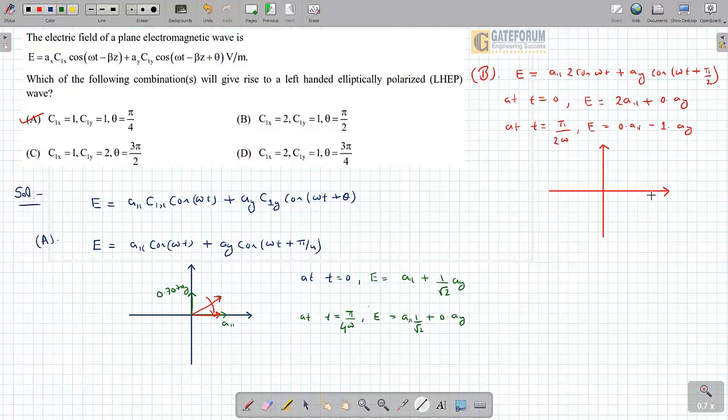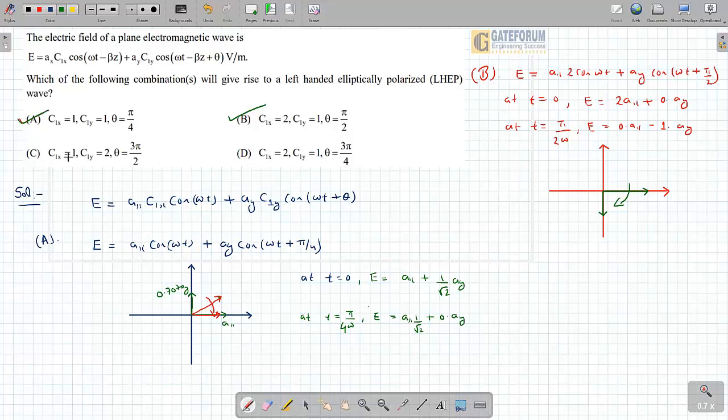So the first equation, if I plot it, is 2 times Ax. And this is the resultant here because the y component is 0. In the second case, it is minus Ay. It is only this component. So you can see here, the direction of the resultant is like this. Again, this is equal to the movement, the curl, of the left-hand fingers. So this is also left-hand elliptically polarized, right? So option B is also correct. Option A is also correct.